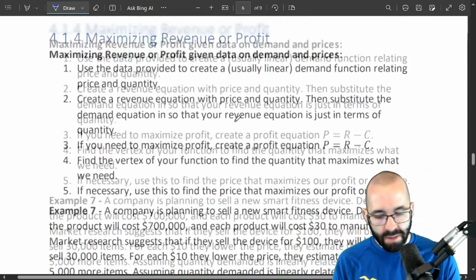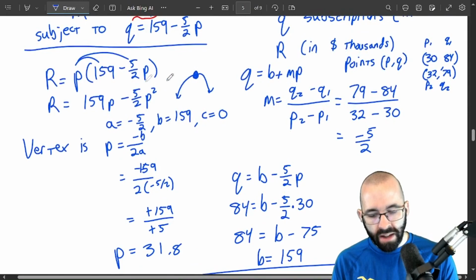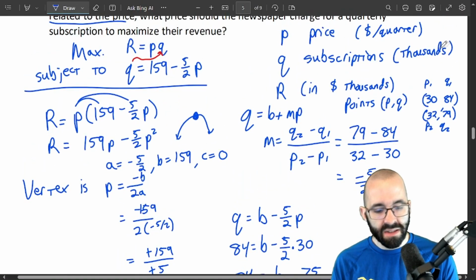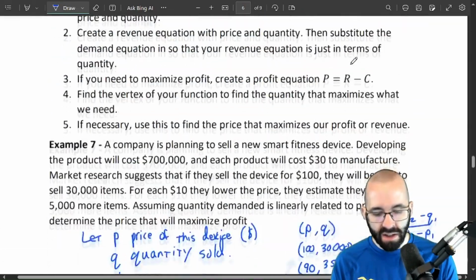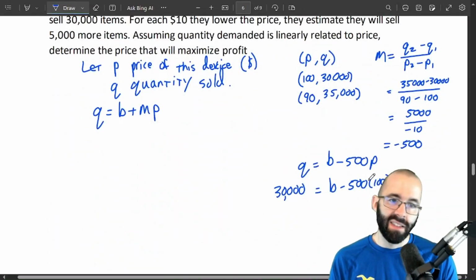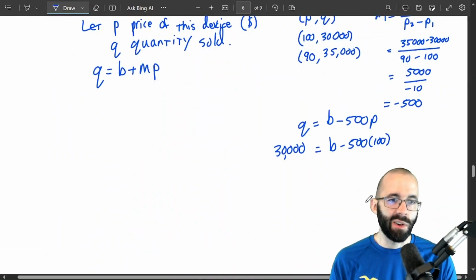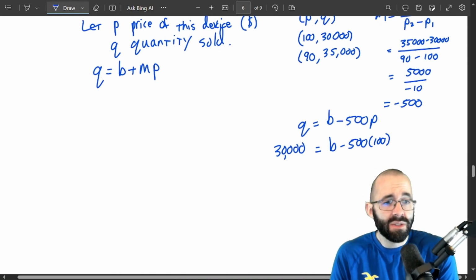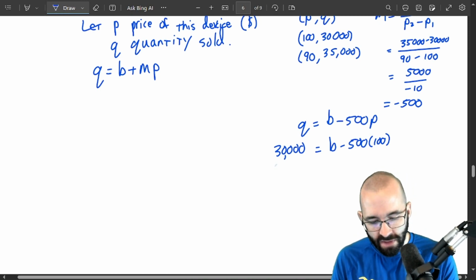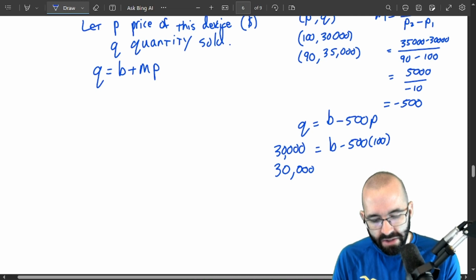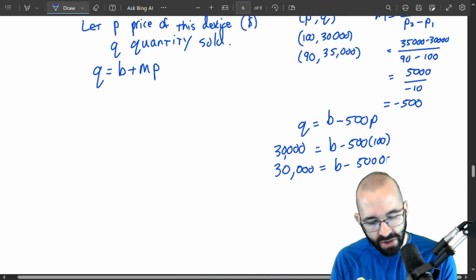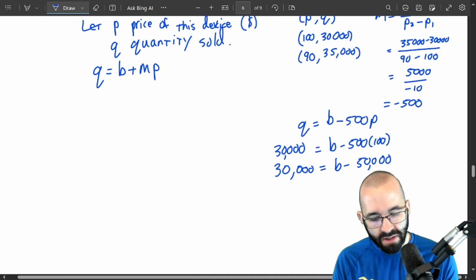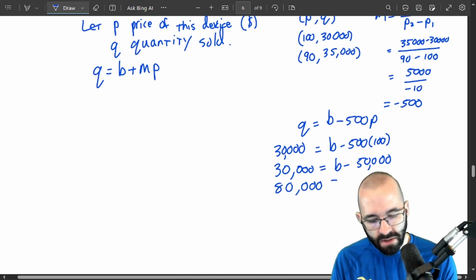So notice in the last problem, right? I let our variable be in thousands because I said I didn't want to deal with a lot of zeros. Here, we're going to deal with a lot of zeros. But maybe you prefer zeros to fractions. 30,000 is B minus 500 times 100, with two extra zeros. That's 50,000. Add 50,000 to both sides, you're going to get 80,000.